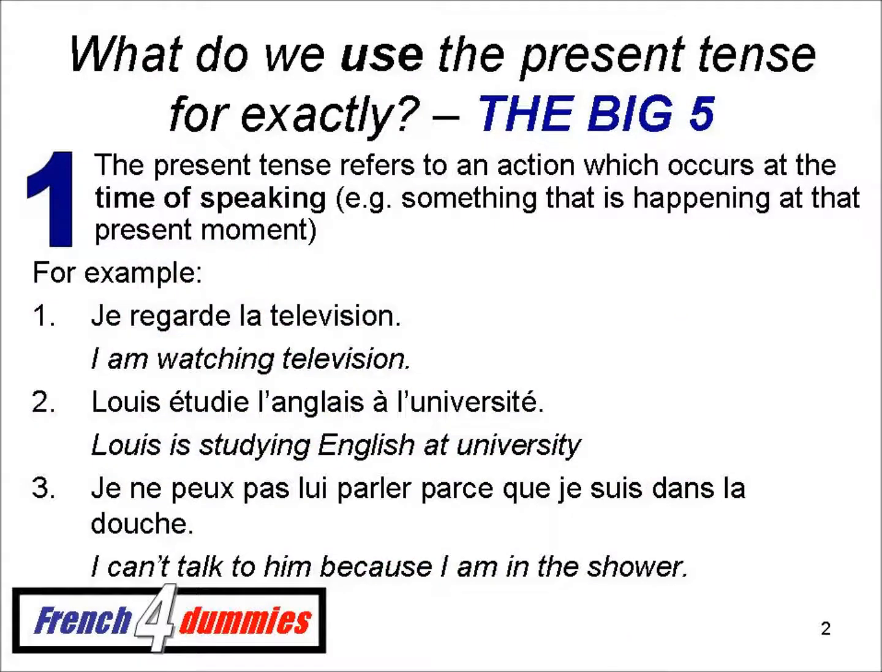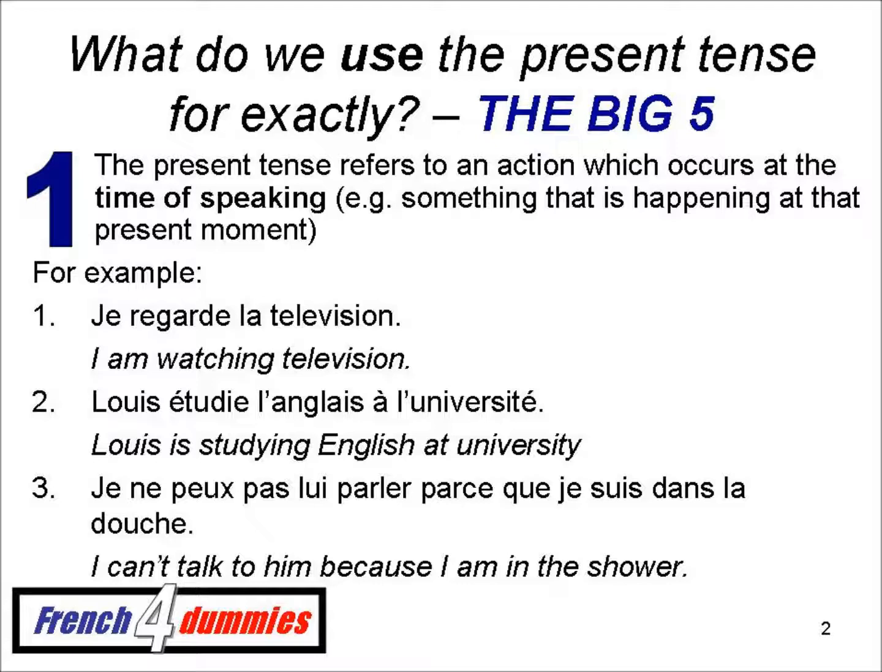So, what exactly do we use the present tense for? The big five, that's what. Number one, the present tense refers to an action which occurs at the time of speaking. So something that's happening at that present moment, for example, right now. Perhaps I'm watching the television, for example. Je regarde la télévision. Or Louis is studying English at university at the moment. So, Louis étudie l'anglais à l'université.